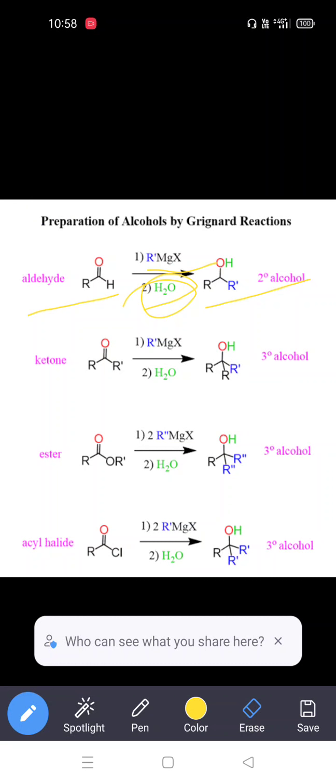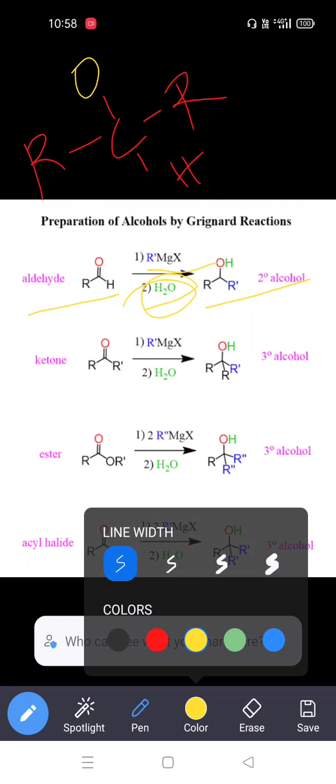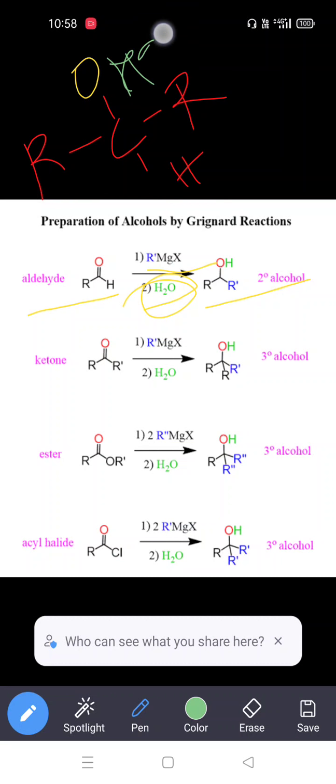What product are we getting? A very simple reaction in this process. We get this product, R-CH(R)-O-MgX. This is the intermediate we get from this reaction. After that, we conduct the hydrolysis process and we get the alcohols. So what is happening in the hydrolysis process?